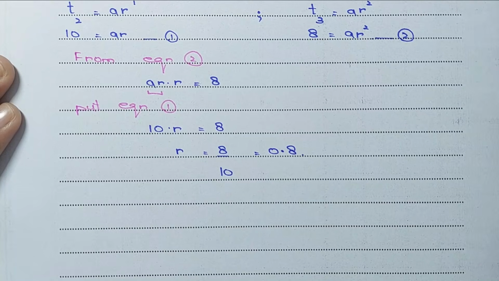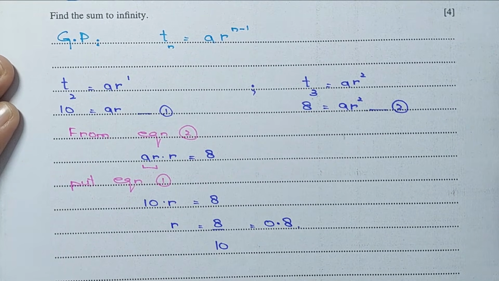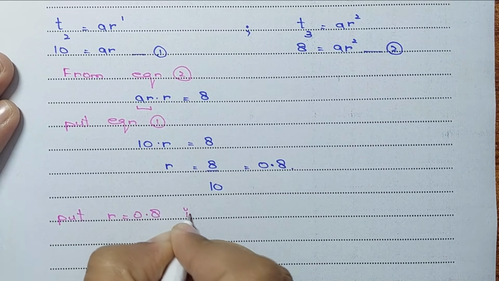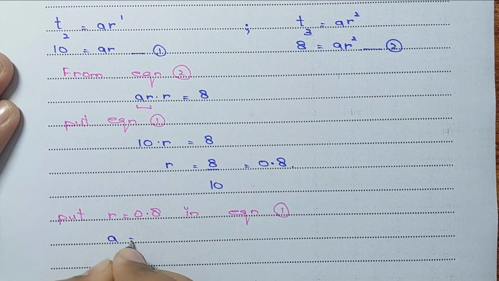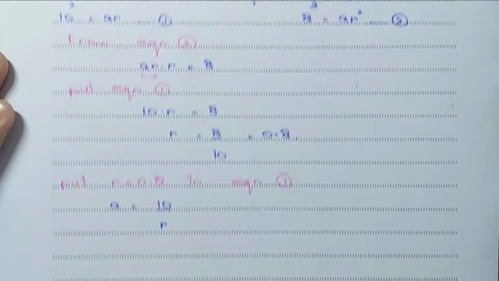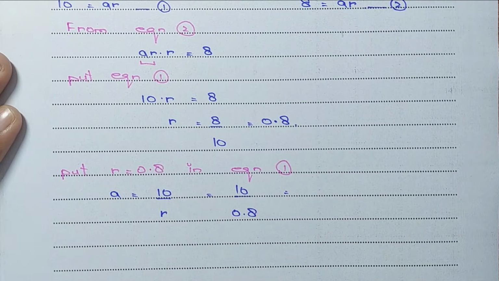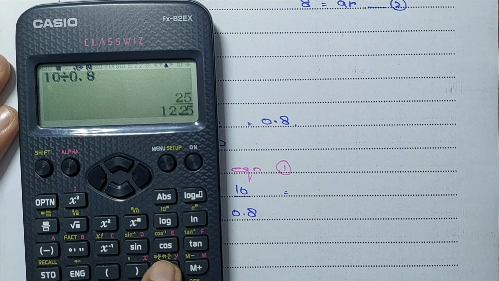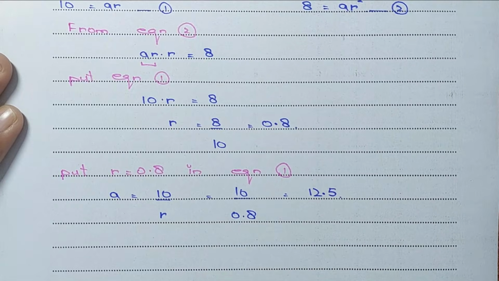Okay. Now when we get the r value, just substitute the r value into this equation to get the a value. Put r equal to 0.8 in equation 1. So a is 10 over r, right? From here the a value is 10 over r. So we have 10 over 0.8. So the a value is 8. No, 10 divided by 0.8 is 12.5. This is your a value, right?